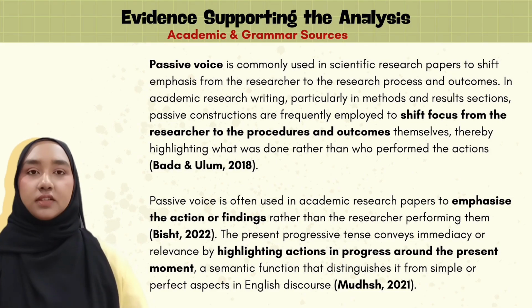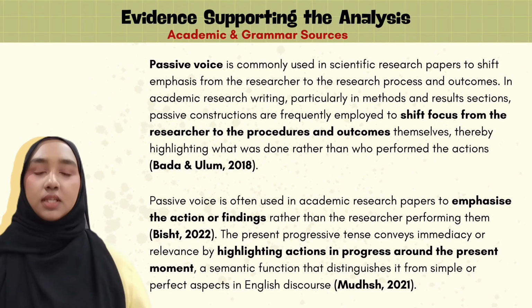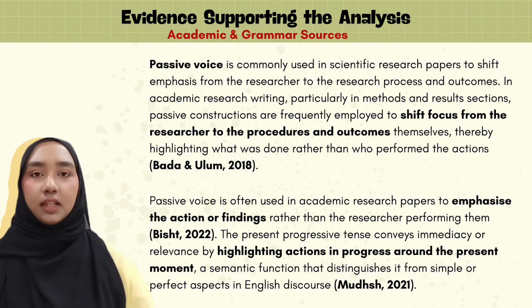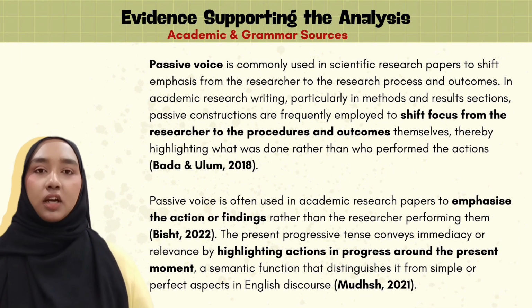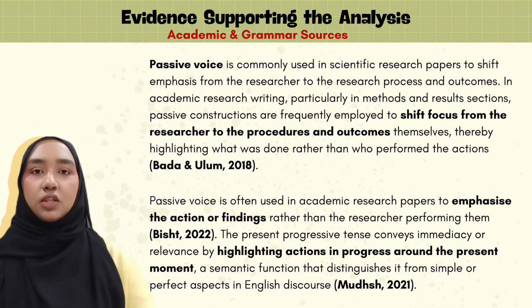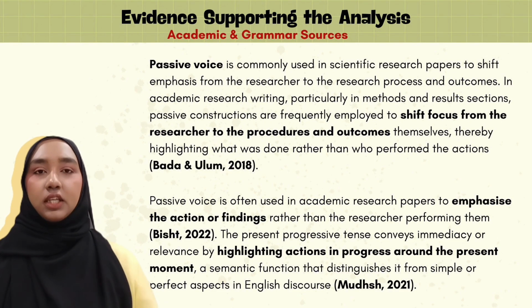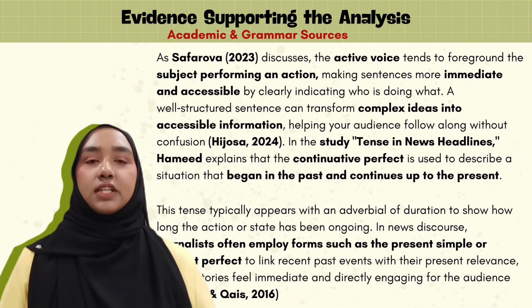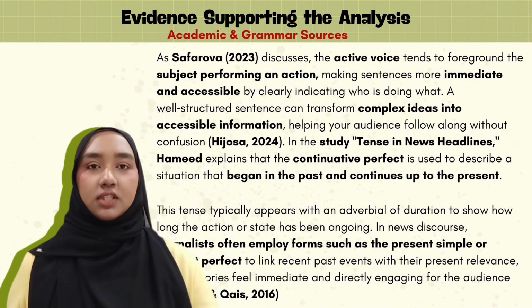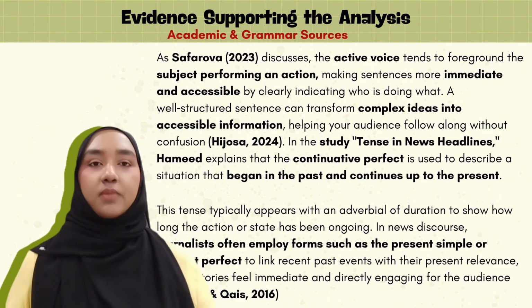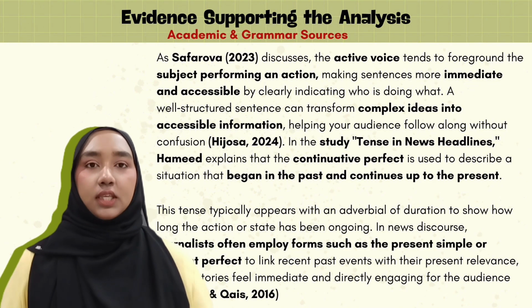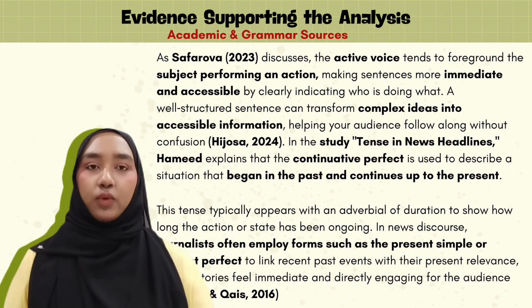The present progressive tense conveys immediacy or relevance by highlighting actions in progress around the present moment, a semantic function that distinguishes it from the simple perfect aspect in English discourse. Safarova discusses that the active voice tends to foreground the subject performing an action, making sentences more immediate and accessible by clearly indicating who is doing what.